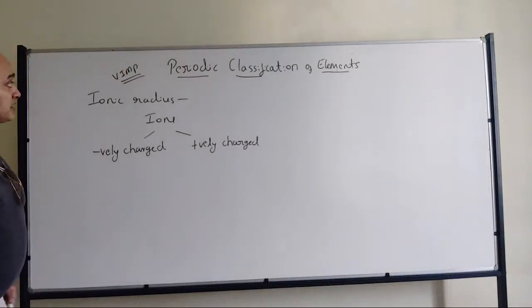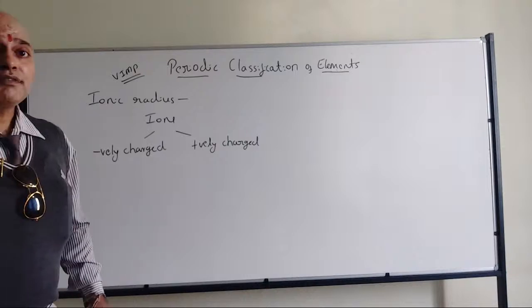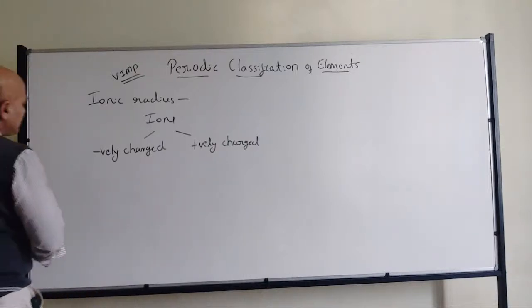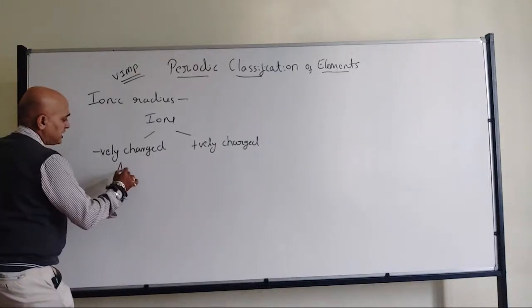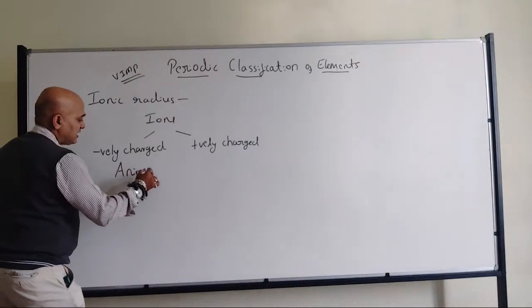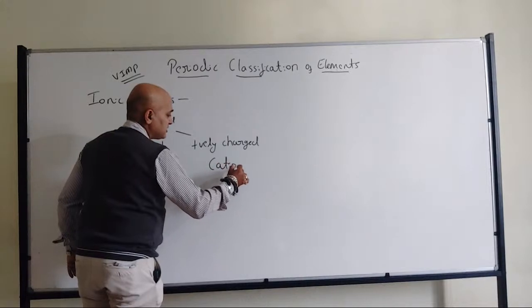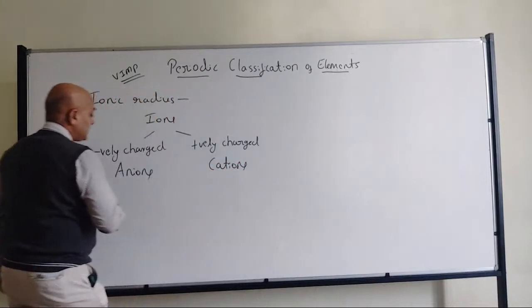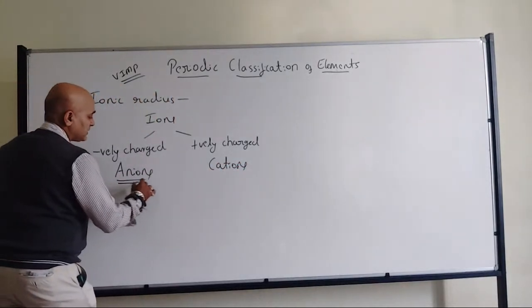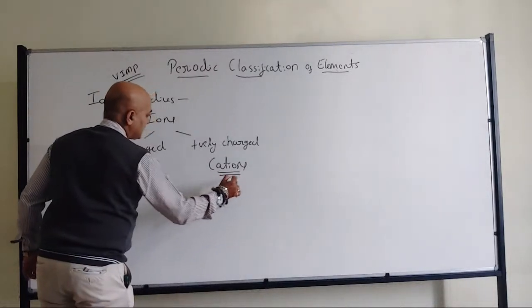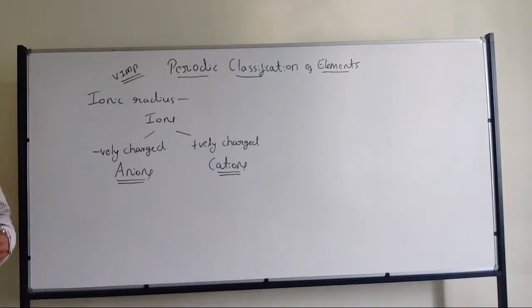But atoms are neutral. Now when I am talking about negatively charged ions, they are called anions. And when I am talking about positively charged ions, they are called cations. So that's where I have the anions and the cations. All of you have understood?